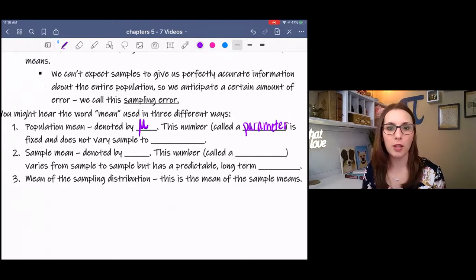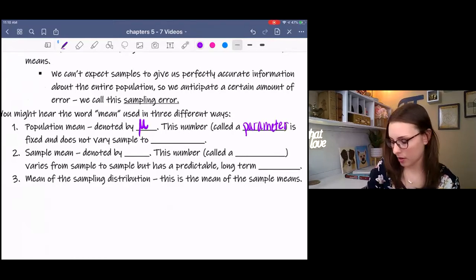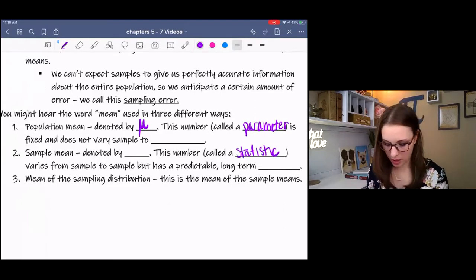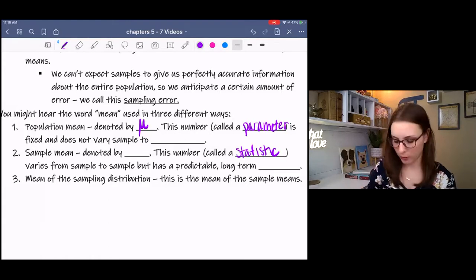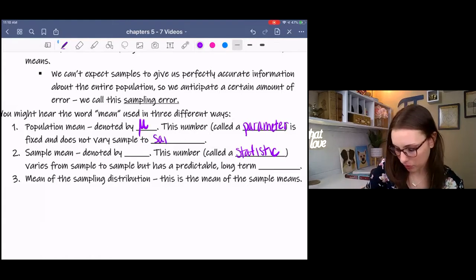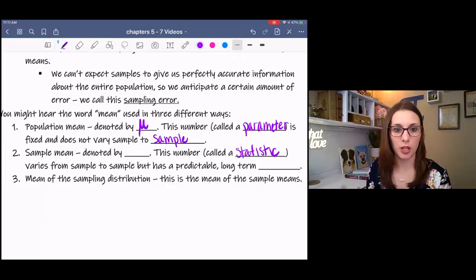So when we find a value like the mean, median, or mode for a population, we call that a parameter. When we find a value like the mean, median, mode for the sample, we call that a statistic. Let me go back up. Population mean, the number, which is called a parameter, is fixed and it does not vary from sample to sample. So you have an entire population and the mean is the mean.